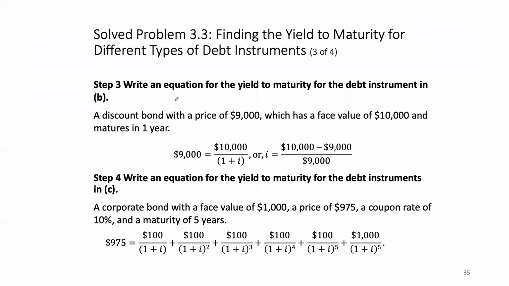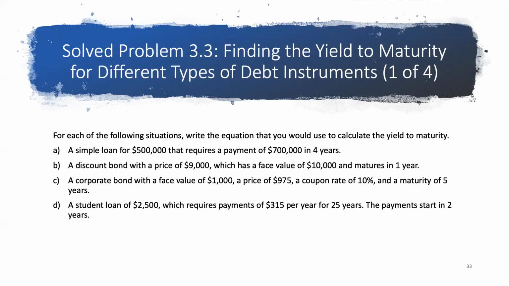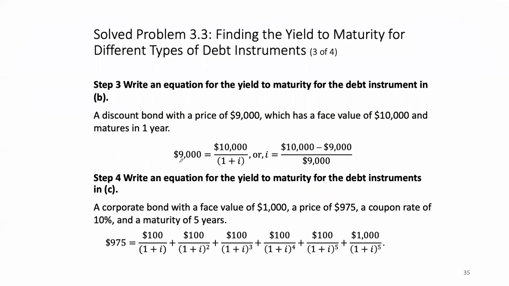Okay. So write an equation for yield to maturity for the debt instrument in B. So what is B here? It's a discount bond with a price today of $9,000. So today's value is $9,000, face value of $10,000, and it matures in 1 year. Right. So how do I set it up? Value today, $9,000, should be equal to the present value of this future payment. There's only one future payment of $10,000, which comes 1 year from now. So I can solve for I that way.